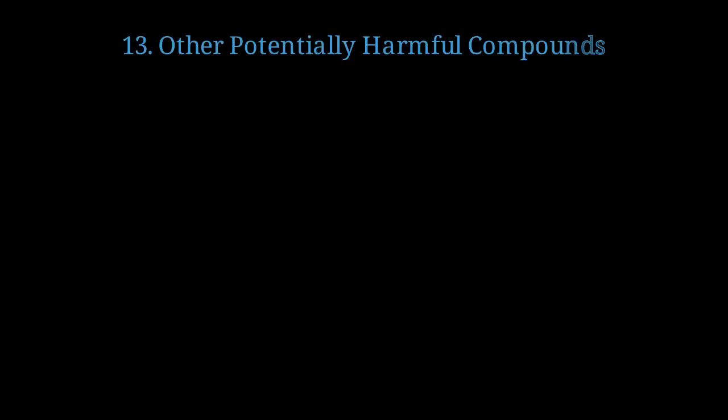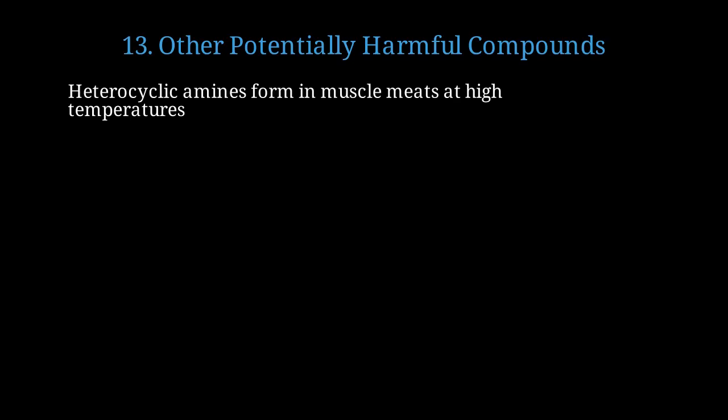Acrylamide isn't the only concerning compound formed during cooking. Heterocyclic amines form specifically in muscle meats cooked at high temperatures, particularly when charring occurs. Amino acids react with creatine at temperatures above 200 degrees Celsius to form these heterocyclic amines, or HCAs.